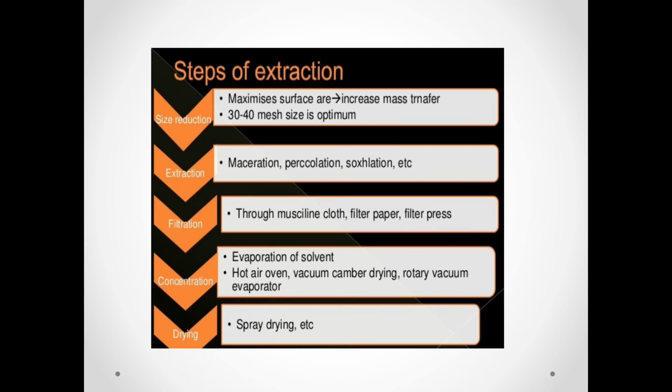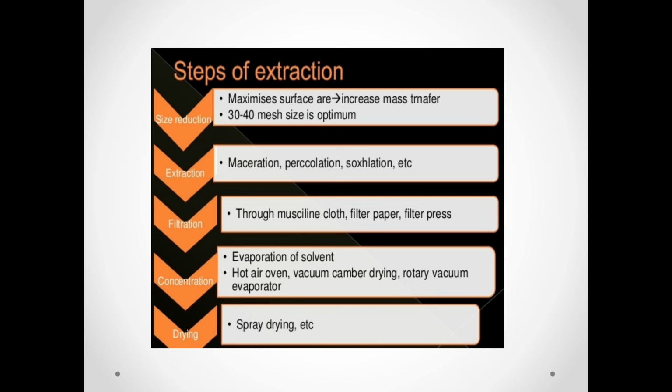Next are the steps of extraction. There are five steps in the extraction method. The first one is size reduction. We have to reduce the size of the particular drug to get maximum extraction, so it maximizes the surface area. As we know, smaller particle size means higher surface area, and as the surface area increases, the mass transfer increases. A 30 to 40 mesh size is optimum.